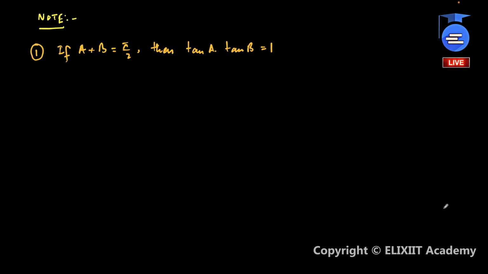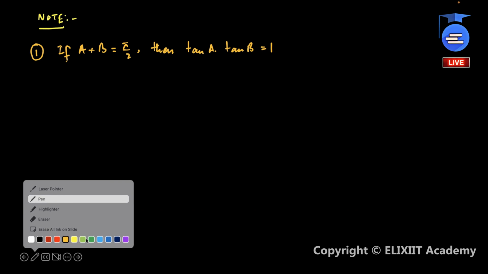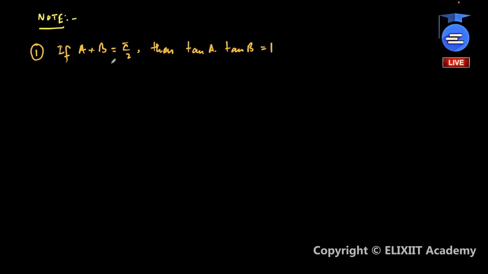What is the meaning of this thing? If a plus b is equal to pi by 2, this condition is given, then we have tan a times tan b equal to 1. This is the first point. How do we prove this thing? The proof is very simple. There are various ways to prove it actually. Let me show you the very simplest way. If you have a plus b equal to pi by 2, from this relation you can write a as pi by 2 minus b. If a is pi by 2 minus b, and if I take tan on both sides, tan a is actually tan of pi by 2 minus b.